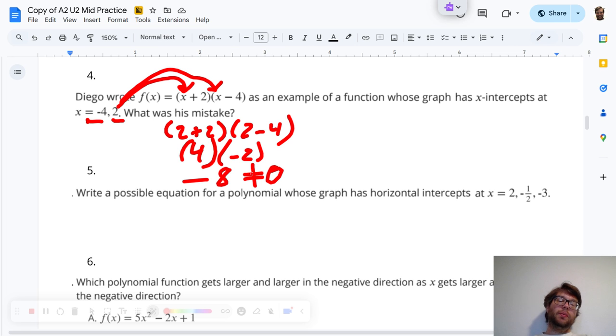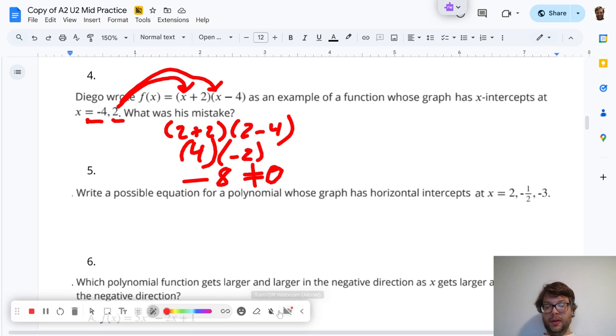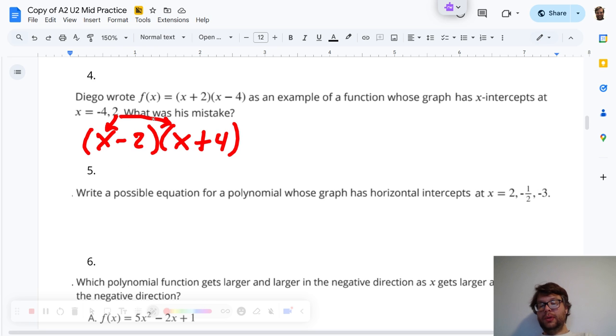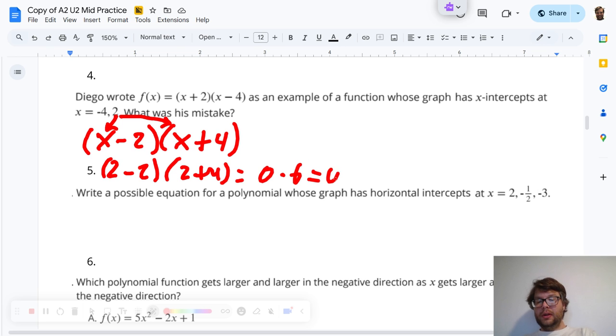He thought that the number for the x-intercept is the same as the number inside the factor. That's not true. What we have to do instead is do the opposite of the x-intercept to get the factor. Now see what happens if I plug in 2. 2 minus 2 is 0. 2 plus 4 is 6. That's 0 times 6. That's 0.